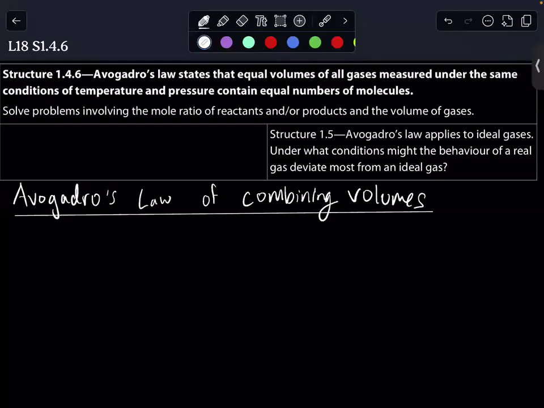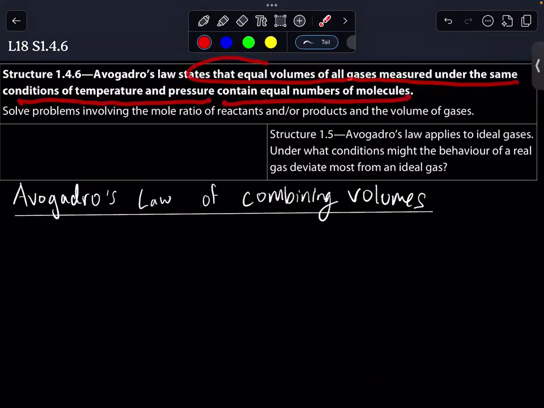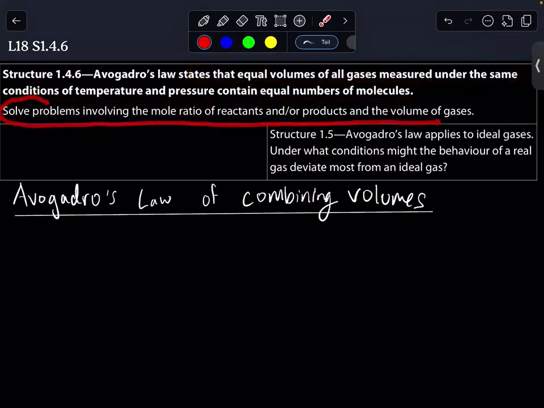Today we're on lesson 18, structure 1.4.6. We will be discussing Avogadro's law, specifically of combining volumes, stating that equal volumes of all gases measured under the same conditions of temperature and pressure contain equal number of molecules. We'll discuss in detail what that means in a moment. And we should, by the end of this, be able to solve problems including mole ratio of reactants and/or products and the volume of gases.